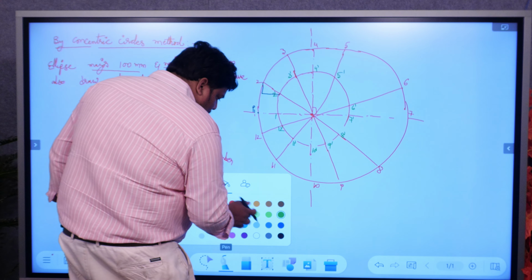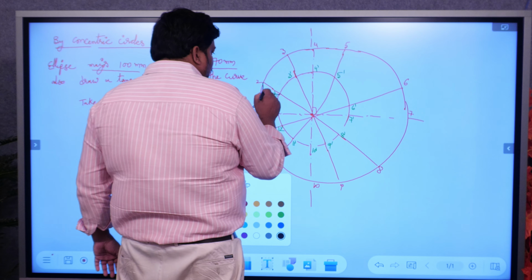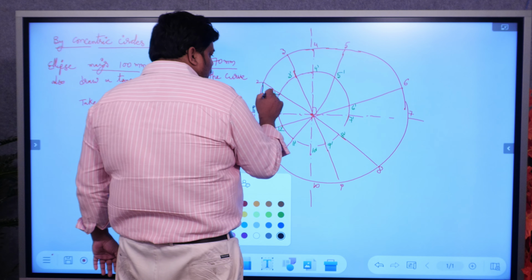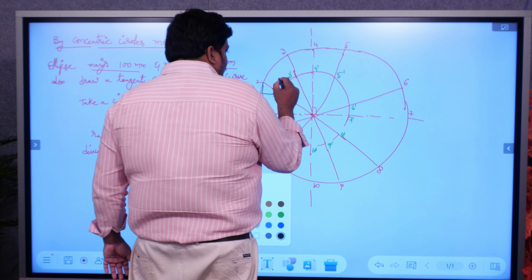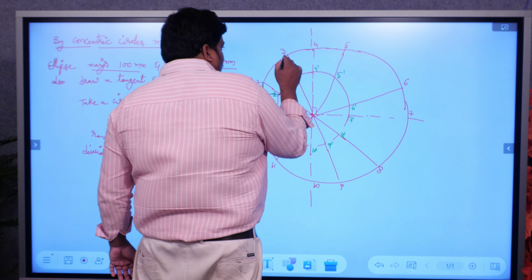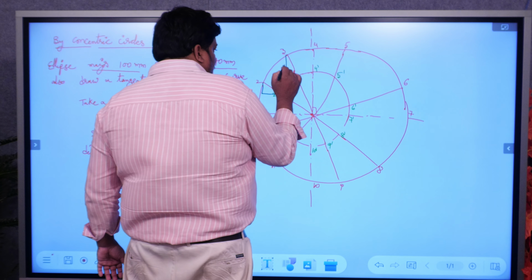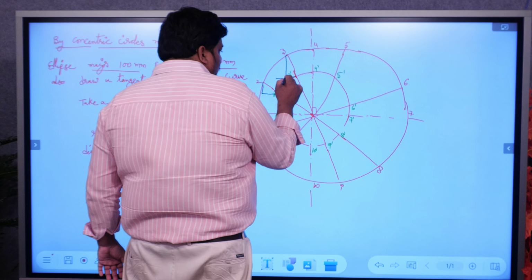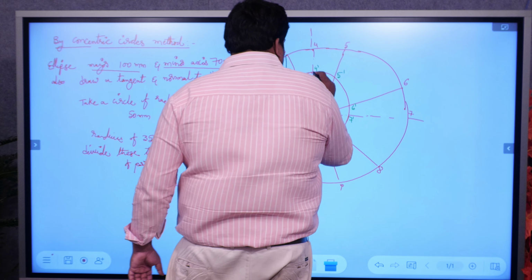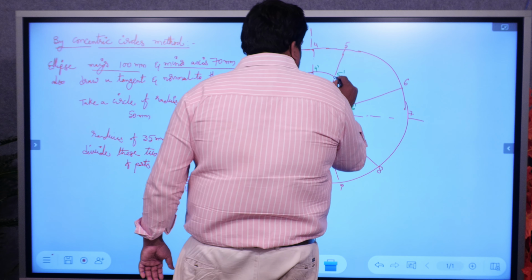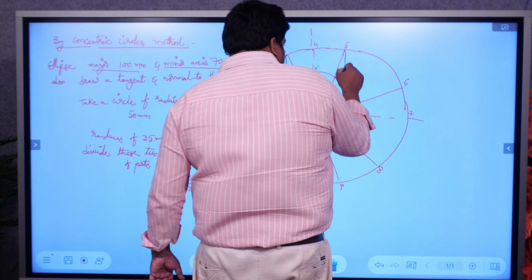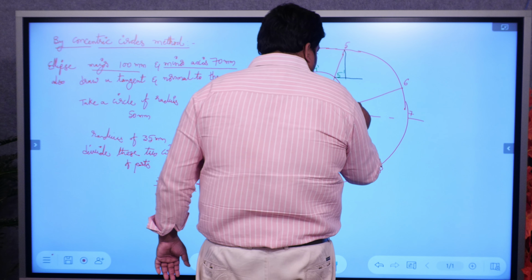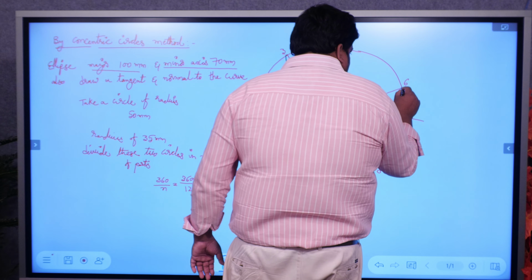Now we need to draw from 2 dash a horizontal line and from 2 a vertical line. Similarly from 3 dash a horizontal line and from 3 a vertical line. These two lines will meet at one particular point. Similarly for the fourth point, and from the fifth point draw one horizontal line and from the 5 point a vertical line. Similarly from 6 dash a horizontal line, and from 6 a vertical line.